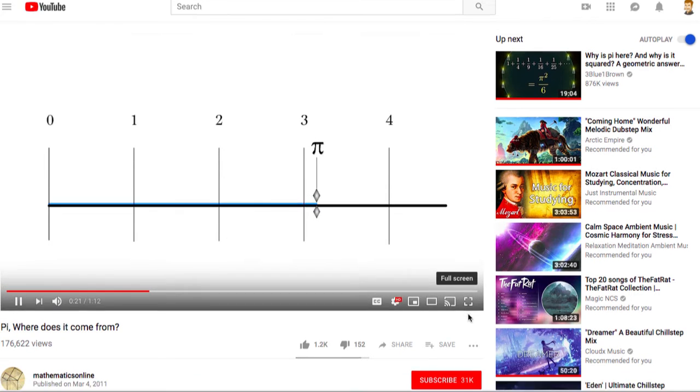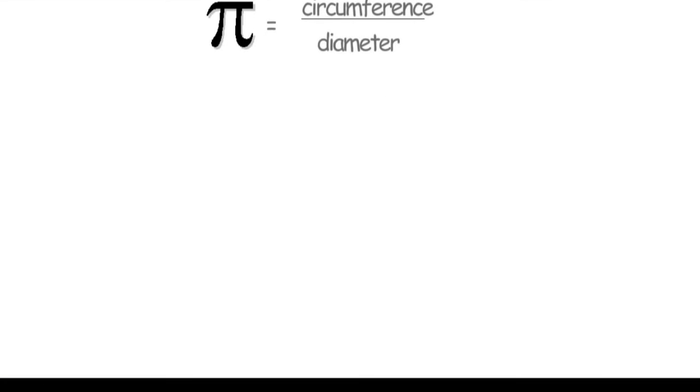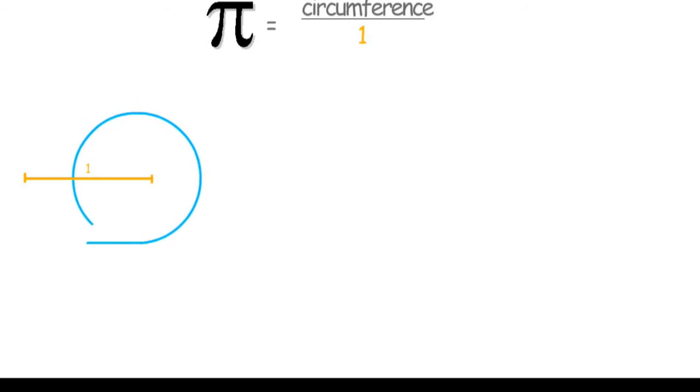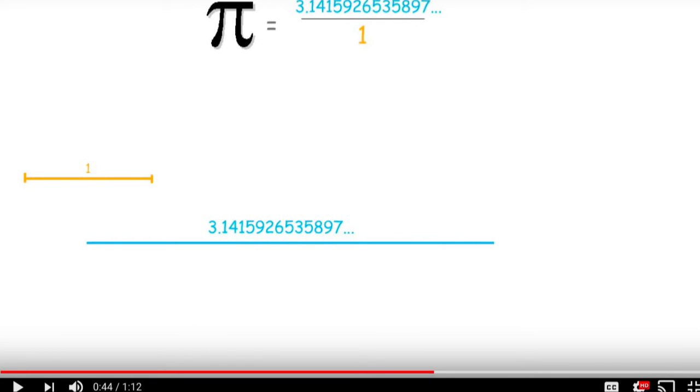Pi. In school, we learned that pi is equal to the circumference over the diameter. So we'll take a look at the circle again. If we take the diameter to equal 1 unit, and we have a diameter of 1, then measuring the circumference is 3.14159 and so on. That's where it comes from.